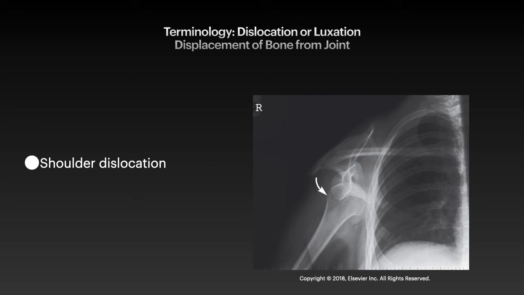Terminology. Terminology in trauma is very important, as not everything is the same. It might look similar, but it is not. On this slide, you have dislocation or luxation, displacement of bone from a joint. In this image, it is a shoulder dislocation.